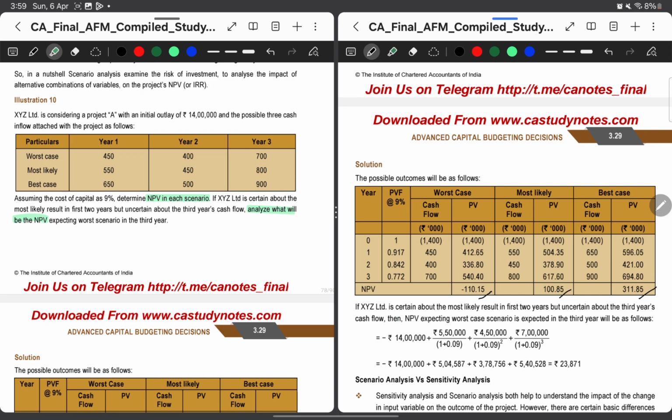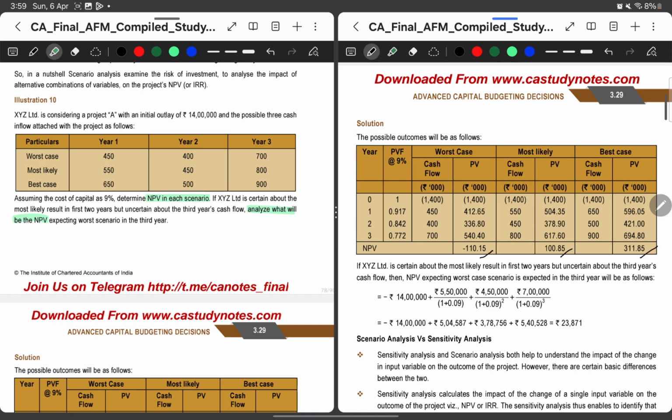Now going to the second scenario, if XYZ is certain about the most likely result in the first 2 years, so for the most likely result we have to take 550 and then 450, then being uncertain we have to take 700 as the third year base. That's what they have considered here, and discounting with the 9% rate, we are getting an NPV of 23,871, which is positive. So even considering XYZ's uncertainty, we are still getting a positive NPV, so we can go ahead and consider the project.